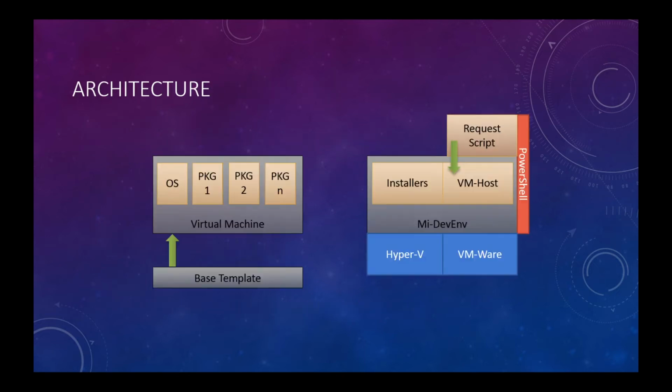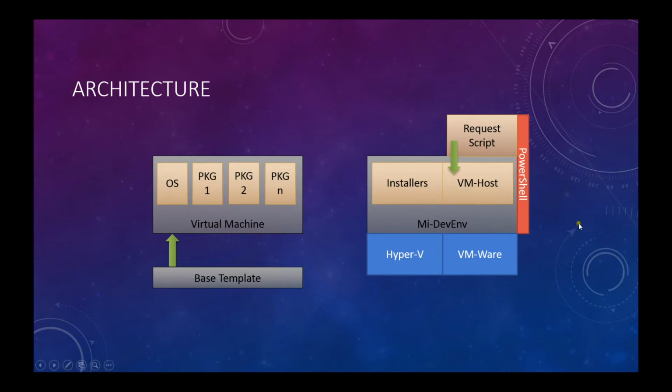So let's just have a very quick look at the kind of architecture which I've used to put Mi-DevEnv together. The mission of Mi-DevEnv being to create virtual machines as quickly as possible. What we've done is taken the approach of using a base template. So that's some kind of virtual machine that's set up one time with something like Windows Server 2008 R2 or Windows Server 2012. And that base template then is used to create a new virtual machine, and then Mi-DevEnv installs an operating system and all of the requested packages onto that machine for you.